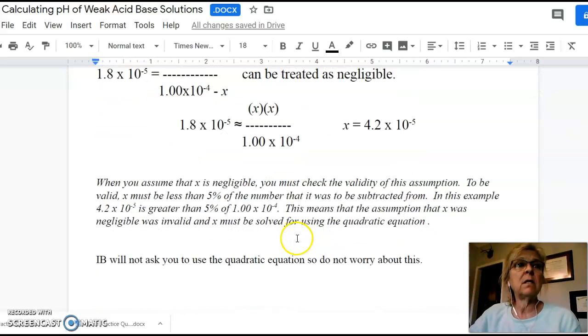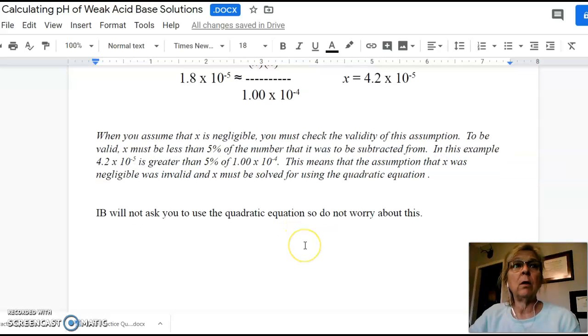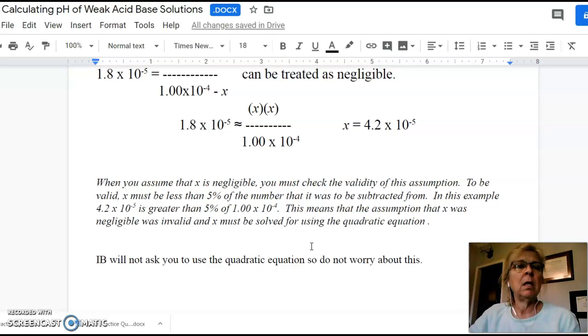There is a little bit of discussion here that you can read and write notes on about why we call this minus X part negligible.